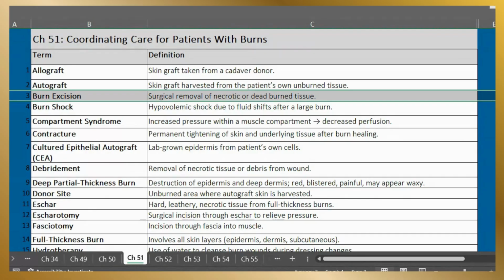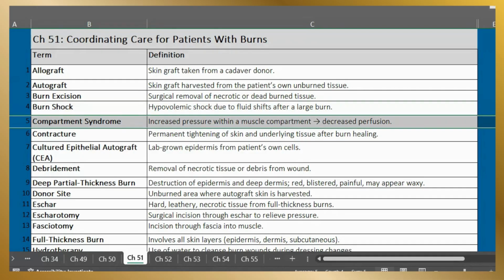Burn excision, it's a surgical removal of necrotic or dead burn tissue, which prevents infection, promotes healing, and prepares a wound bed for grafting. Burn shock, hypovolemic shock due to fluid shifts after a large burn, which is characterized by hypotension, tachycardia, oliguria, and requires prompt fluid resuscitation.